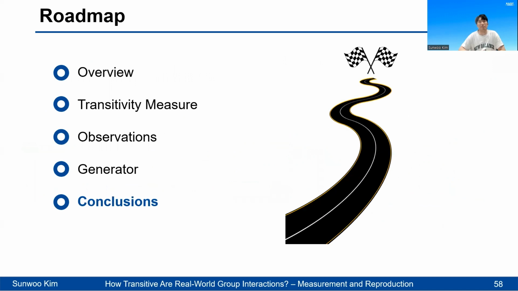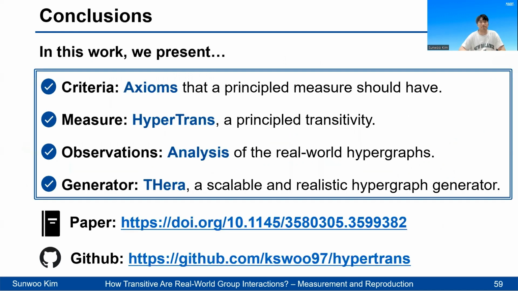Now I'd like to wrap up the presentation. In this work, we present, first, criteria that a principal measure should have. Second, a principal measure, hypertrends. Third, analysis of the real-world hypergraphs. Fourth, a pattern-preserving scalable hypergraph generator, Thera.